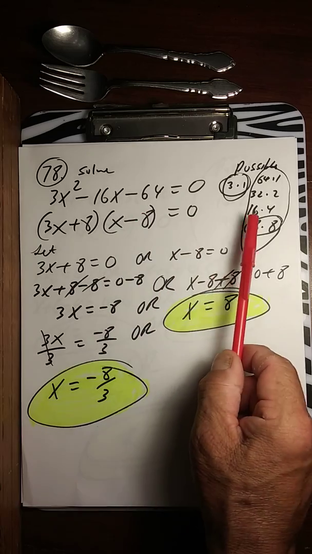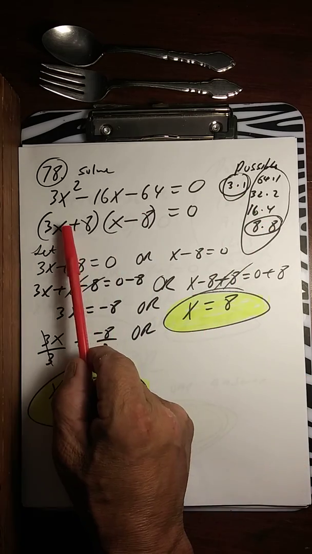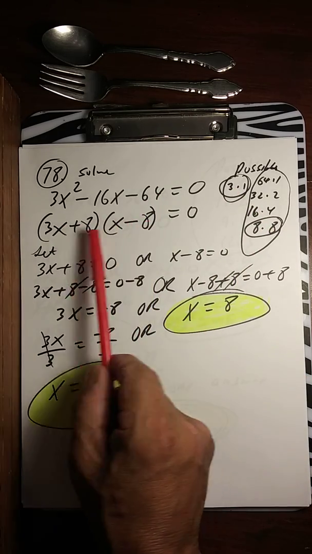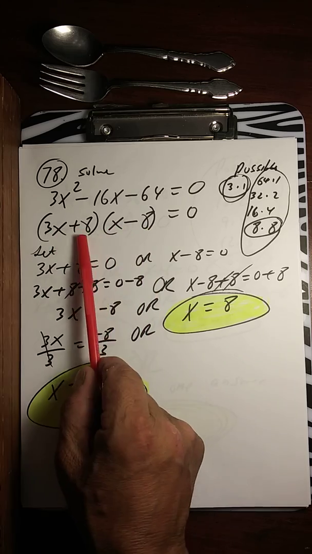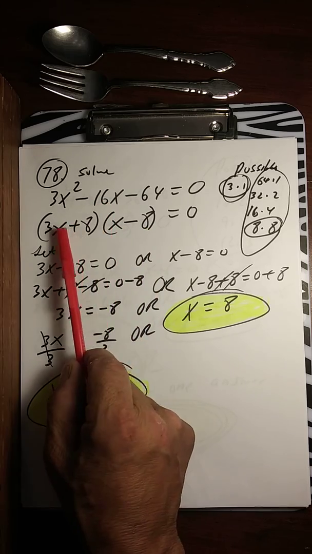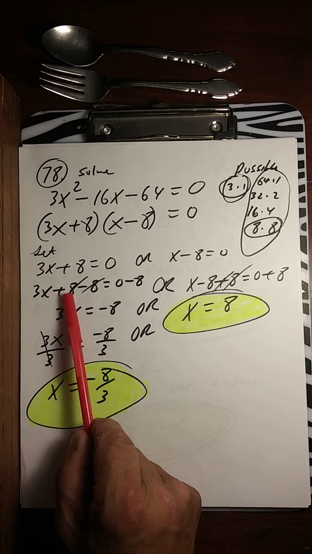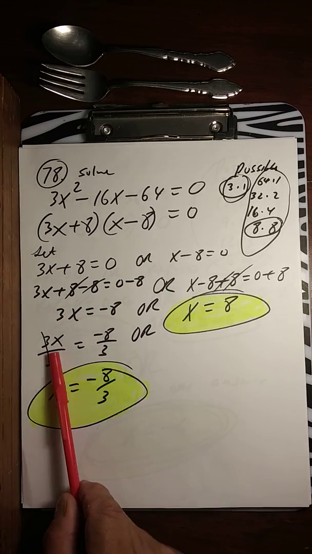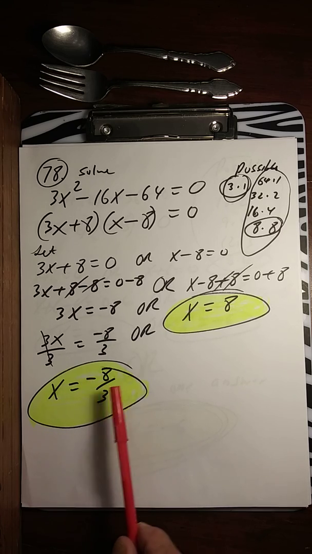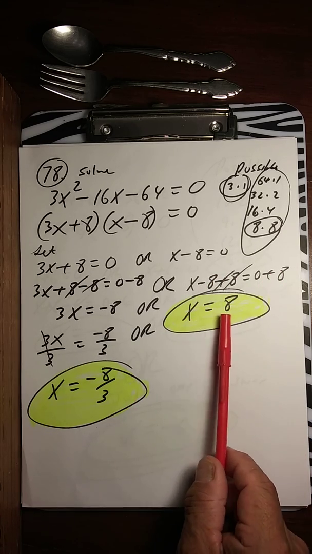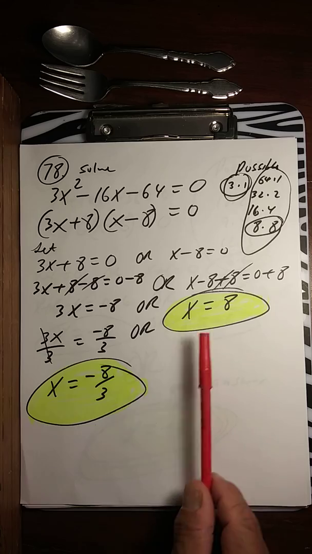This one, our guess is 3 and 8. So 8 times 8 is 64. Yes. And 3 times 8 is 24, negative 24 and positive 8 is negative 16, yes. And first is first, yes. So this one equals 0, that one equals 0. Minus 8, 3x is negative 8, divided by 3, x equals negative 8 over 3. Add 8, so x equals 8. So x equals negative 8 over 3, and positive 8.